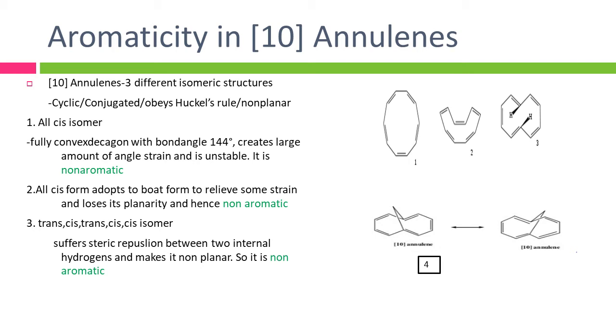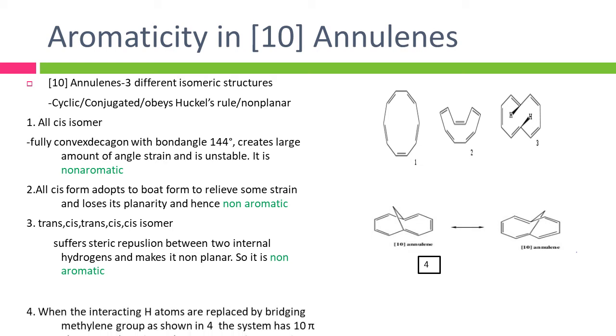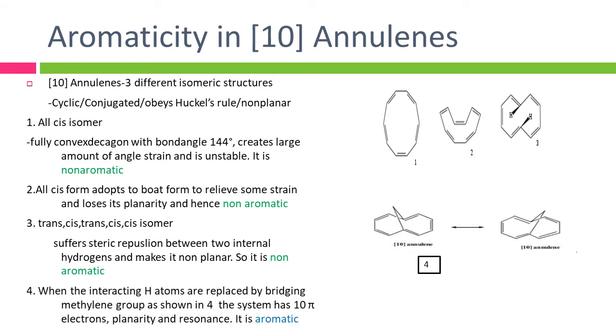So 10-annulene, even though it is cyclic, conjugated and obeys Huckel's rule, because of its non-planarity, it is not aromatic in nature. When the interacting hydrogens are replaced by a bridging methylene group, as shown in figure 4, the system has 10 pi electrons, planarity and resonance, and it becomes aromatic in nature.